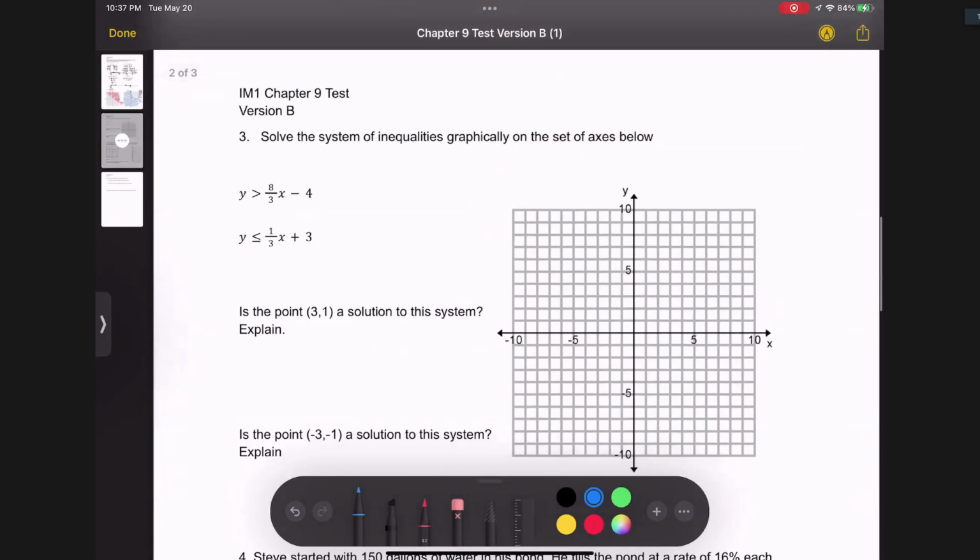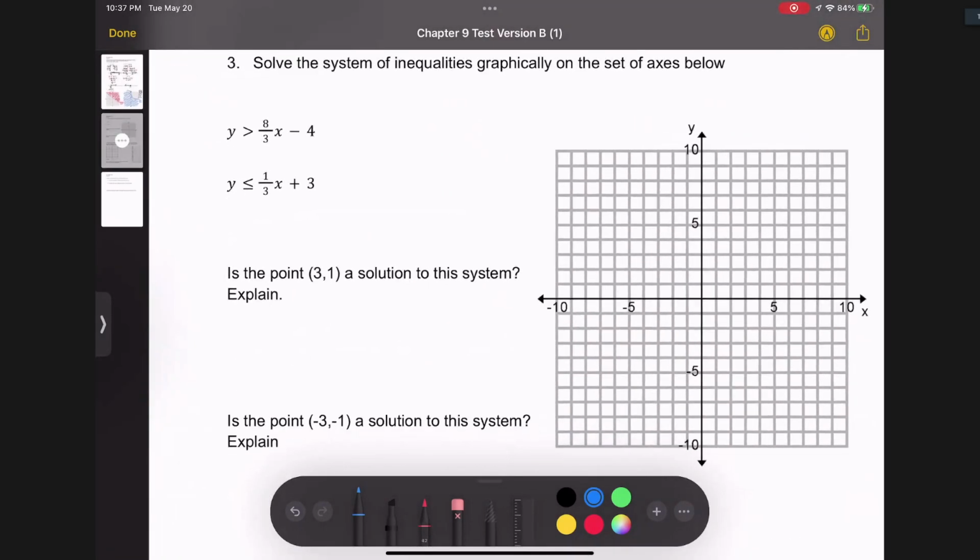Do not want to have any issues. So next one, we are going to be working on the system of linear inequalities. That is going to be two inequalities, and you're only graphing the solution.